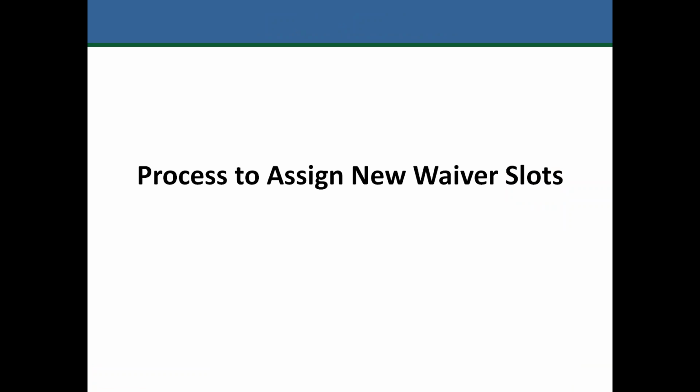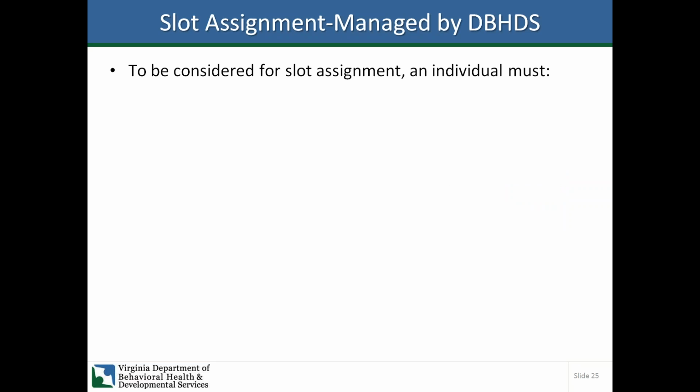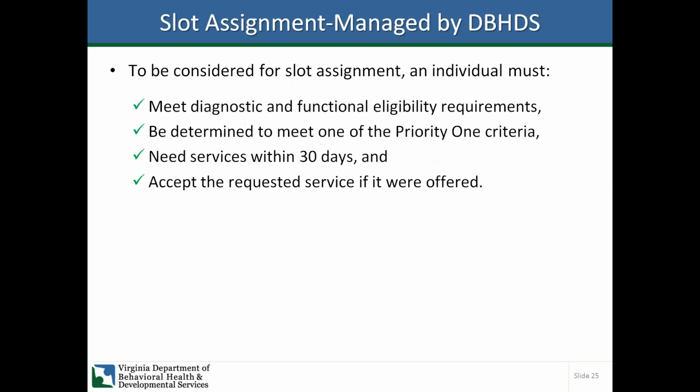All right, so talking about the process to assign new waiver slots. In order to be considered for slot assignment, the person does need to meet the diagnostic and functional eligibility requirements for the waiver, which we've already gone over. They must meet one of the priority 1 categories. They must need services within 30 days and be willing to accept the requested service if it were offered. And in the case of a child, that 4th bullet there would be acceptance by the individual's parents of the slot for their child.